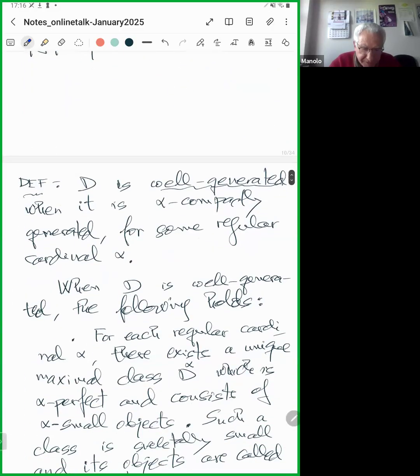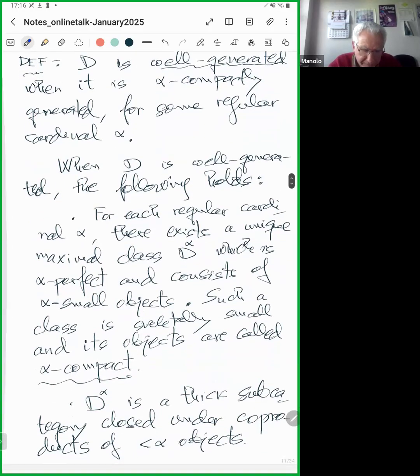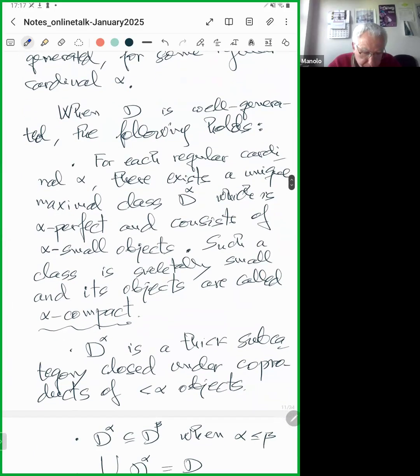Then the triangulated category D is well generated when it is alpha-compactly generated for some regular cardinal alpha. Some properties of a well generated triangulated category are the following. For each regular cardinal alpha, there exists a unique maximal class D^alpha, which is alpha-perfect and consists of alpha-small objects. Such a class is skeletally small, and its objects are called alpha-compact.